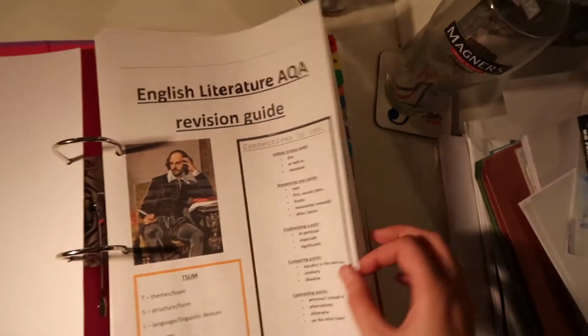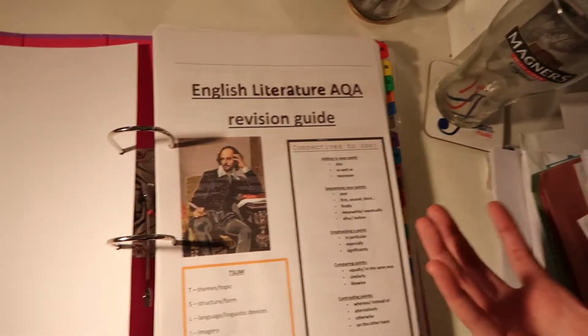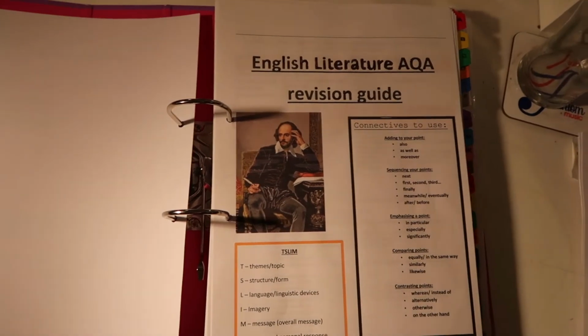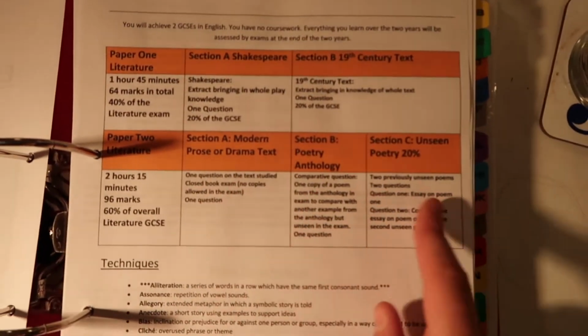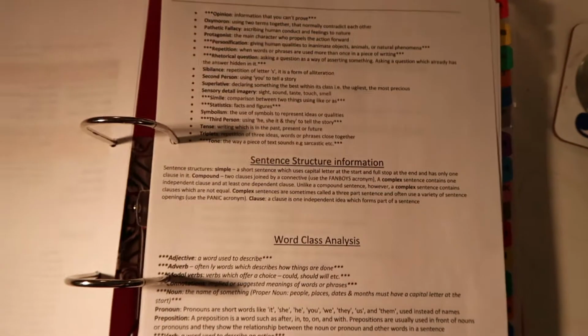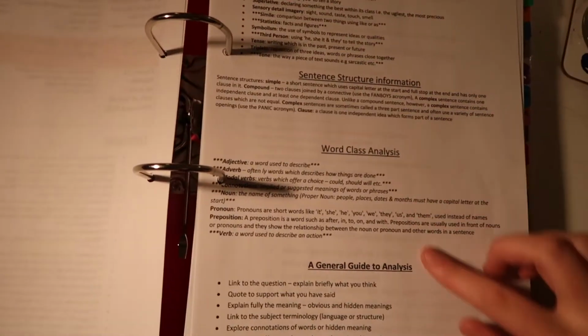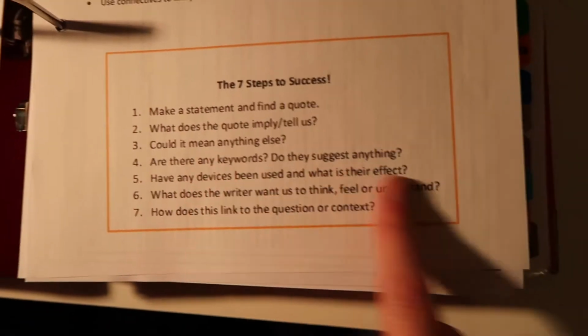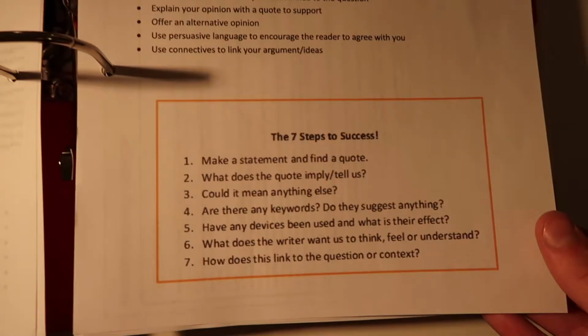The first thing I have says revision guide, but it's just an overview with some key points about the exam in it. I found it online and I thought it was really helpful. It says what's in paper 1, so for the current year 10 this is what you would actually have in your exam. It gives a few techniques and examples and what the technique actually means, just so I know all my literary devices and things like that. There's word class analysis. There's just some general information which is really helpful.